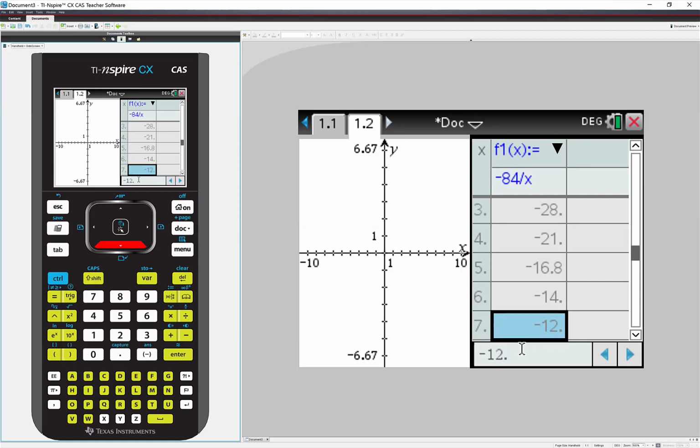So that's how I want you guys to use the calculator if you use the calculator for the Delta Math activity. And we'll talk about that once we all come back in a little bit.